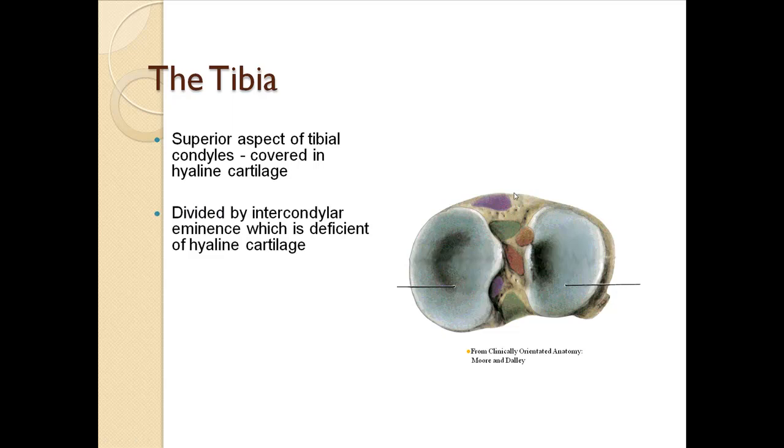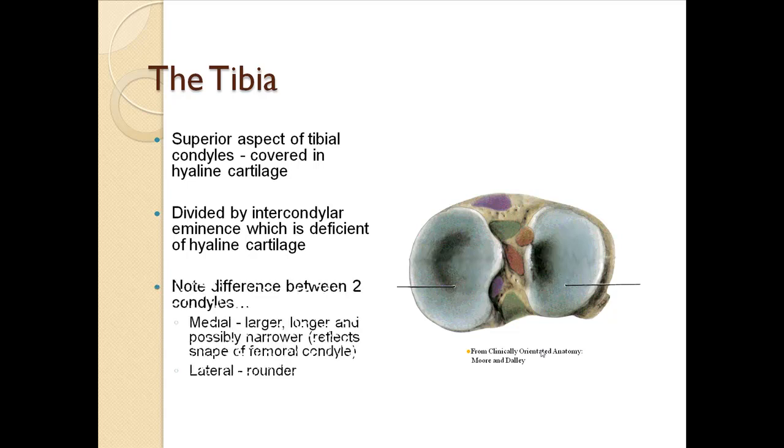In between the two condyles is a section known as the intercondylar eminence. This is deficient of hyaline cartilage. This does not form part of the articular surface at all. Instead, we see various structures attaching there, such as the posterior cruciate ligament here, the anterior cruciate ligament, and the horns of the two menisci. So even though it sits within the boundaries of the joint capsule, the intercondylar eminence is kept outside the boundaries of the synovium. So it's intracapsular but extrasynovial.